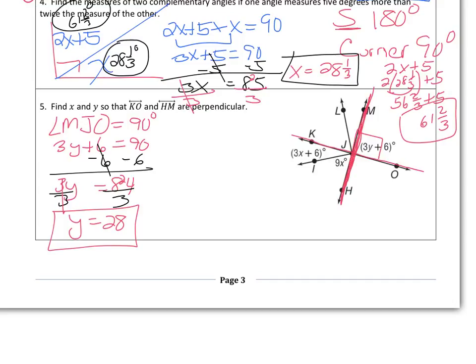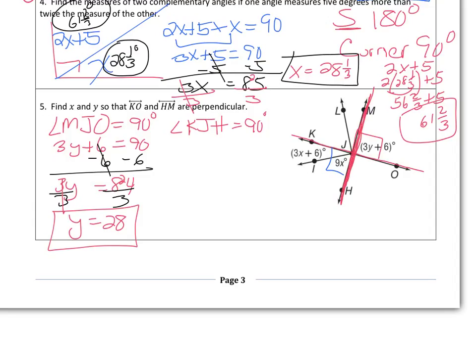Now, if you can see in the diagram, MJO is vertical to KJH. And hopefully you can see that. So this angle here would also be right. They are vertical angles, and of course perpendicular lines form four right congruent angles. So that would mean that KJH is also 90 degrees. So now I'm going to substitute. I have two non-overlapping angles that make up that angle, so I can just add them.